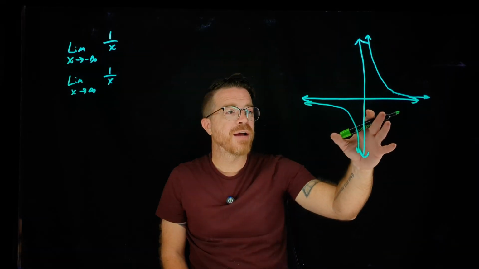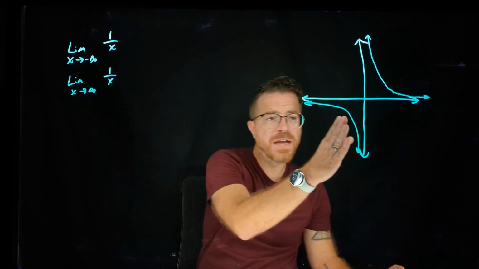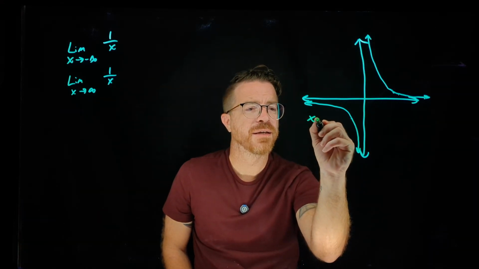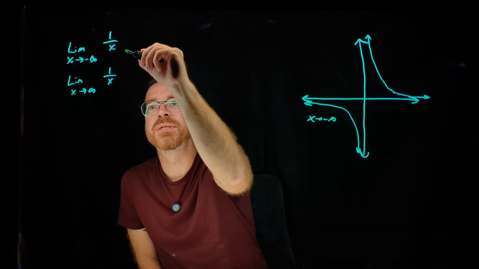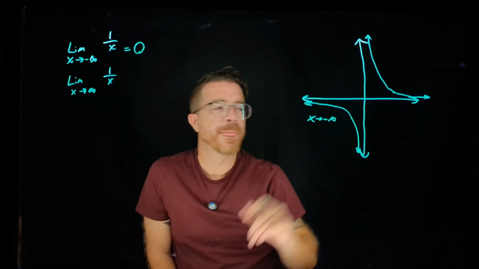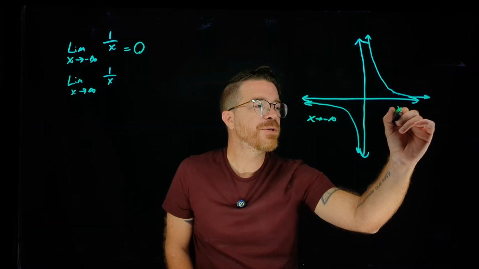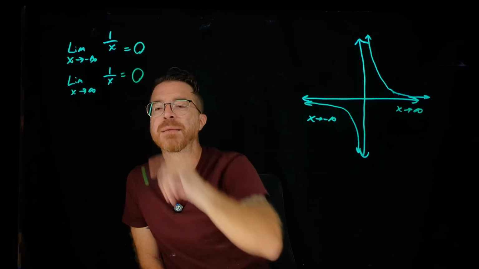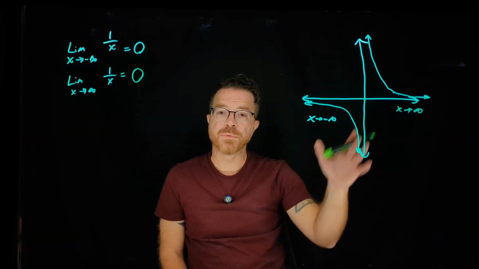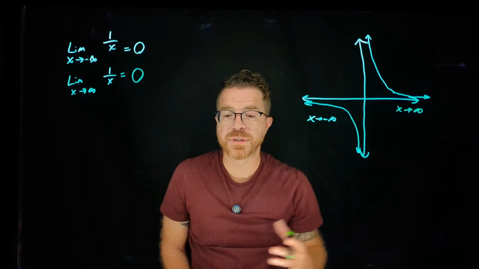So this would be a graph of what this function looks like, meaning that if I look at what happens as x goes to negative infinity, it's approaching 0. So this is going to be equal to 0. And if I look at what's happening as x approaches positive infinity, this is also going to be 0. So in this case, the limit as x approaches infinity is equal to 0. The limit as x approaches negative infinity is also equal to 0.